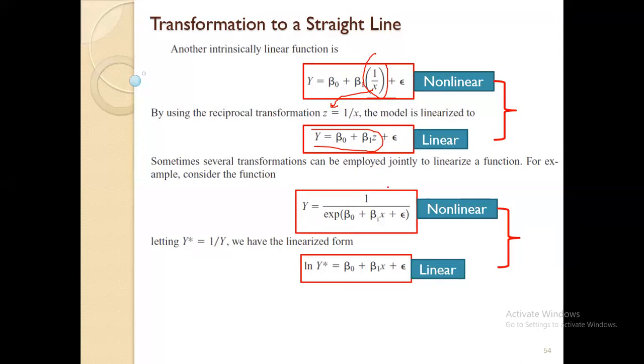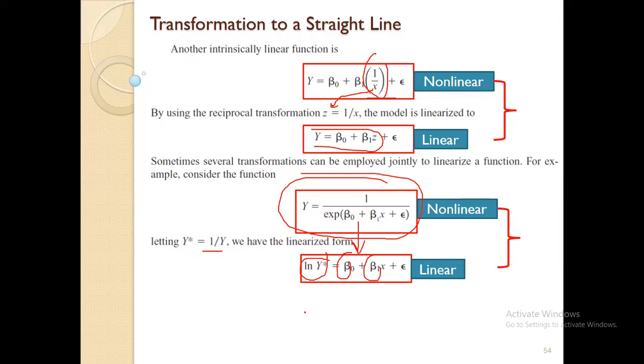And this one is nonlinear. You take the log of both sides, and then you get this. You convert this from nonlinear to linear. This is y, this is beta 0, this is beta 1. This is also linear, based on y being 1 over y.